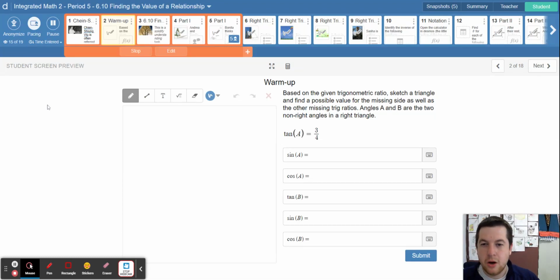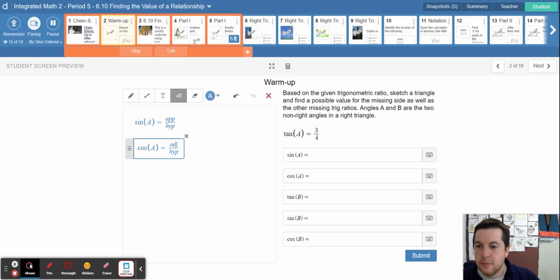Problems like this are assessing our understanding of the trigonometric ratios. So I'm going to type those in here. We have that sine of A, so sine of the reference angle, will equal the opposite divided by the hypotenuse. Know that cosine of A will equal the adjacent divided by the hypotenuse, and that the tangent of A equals the opposite over the adjacent.